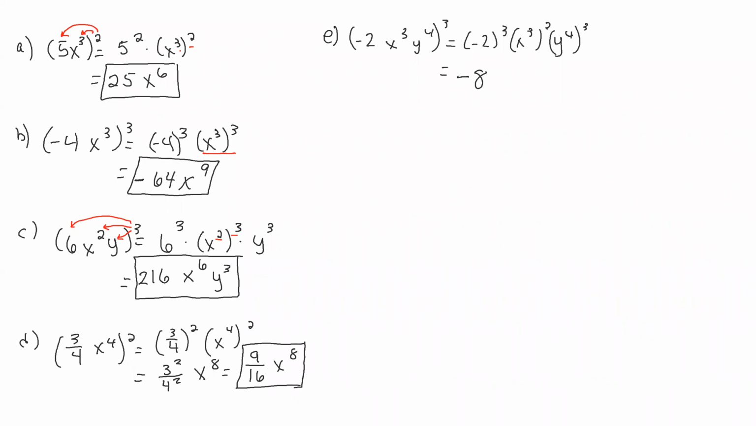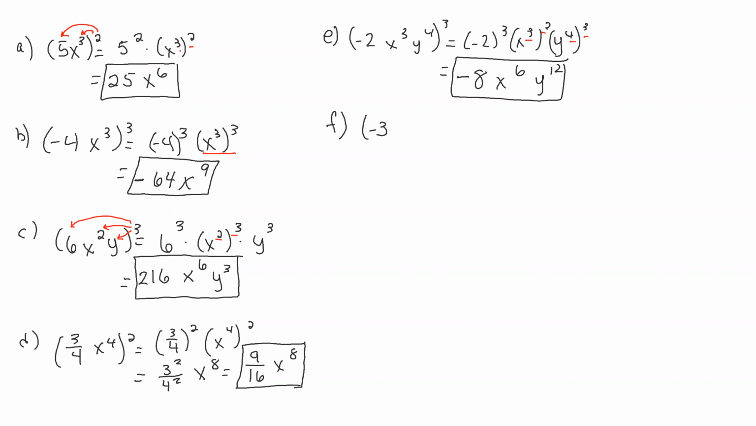Now, for x to the 3rd squared, we're just going to multiply those exponents. So I get x to the 6th. And then the same thing for the y, we're going to multiply those exponents on the y. We're going to end up finally with -8 x to the 6th, y to the 12th. Okay.